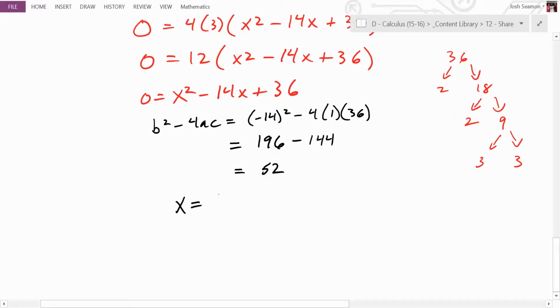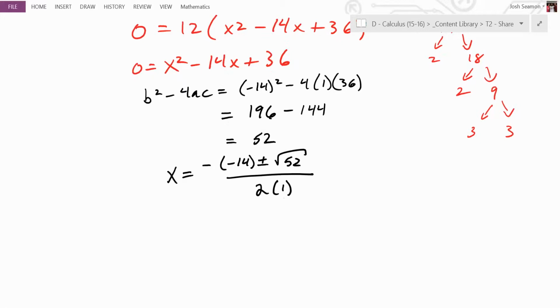x is equal to negative b, so negative negative 14 plus or minus the square root of 52 all over 2 times 1. So that's actually a good sign. We determined that it wasn't nicely factorable, right? Why does this verify that it's not nicely factorable? Because if it was nicely factorable, it would be a perfect square, and 52 is not a perfect square. Exactly.